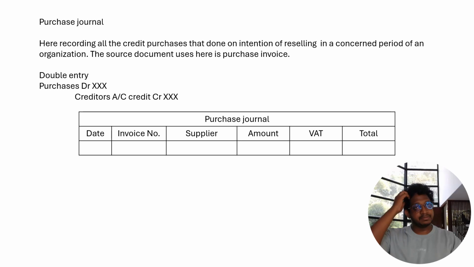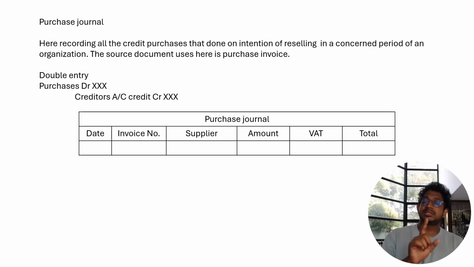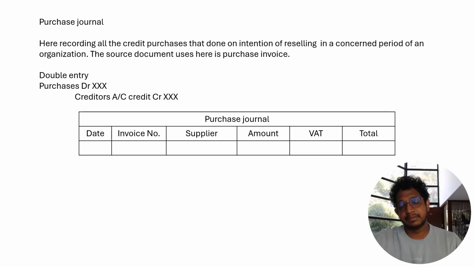So let us say that you are purchasing property, plant and equipment on credit. So property, plant and equipment you are purchasing to use in your business. Those credit purchases of property, plant and equipment you cannot record here in the purchase journal, right? Only the purchases made with the intention of reselling and on credit come under the purchase journal. The double entry is purchases debit and creditors, trade payables, credit.